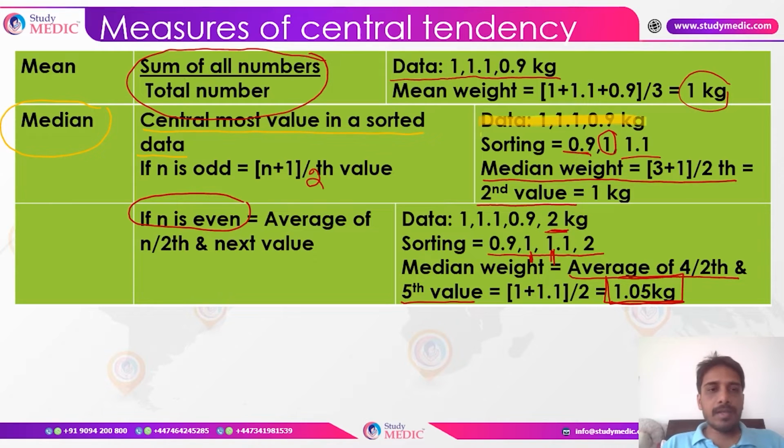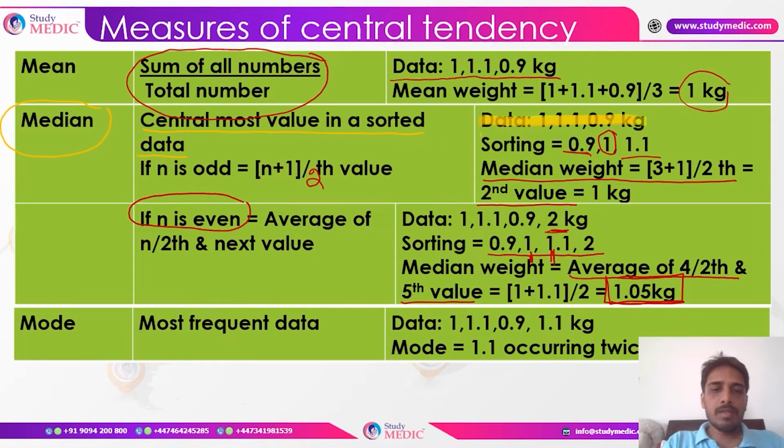So next is the mode. The mode is the most commonly occurring or frequently occurring data. For example, in this data set, 1 occurs once, 0.9 occurs once, and 1.1 occurs twice. So 1.1 is the mode value of the weight. So these are the measures of central tendency.